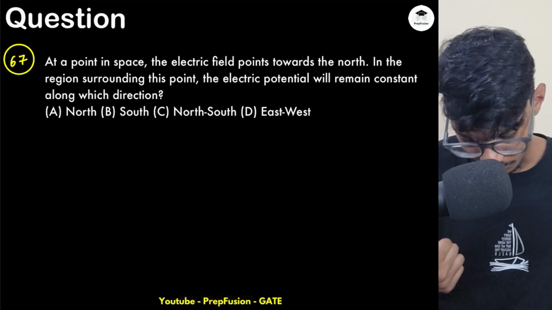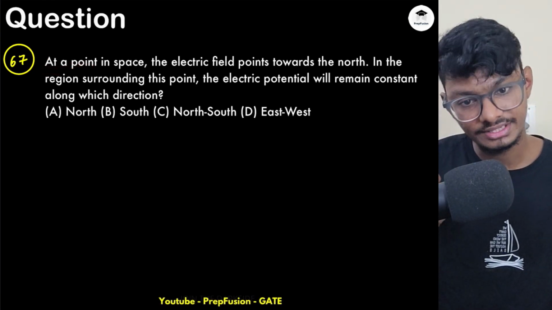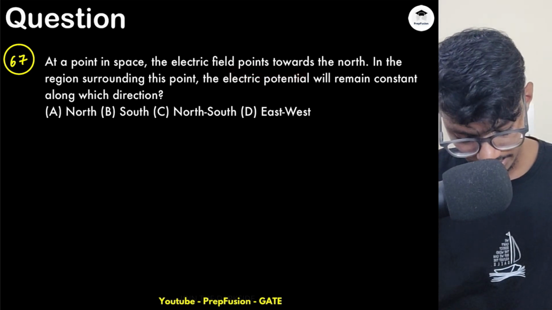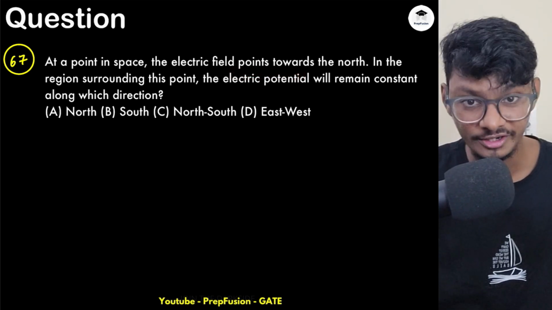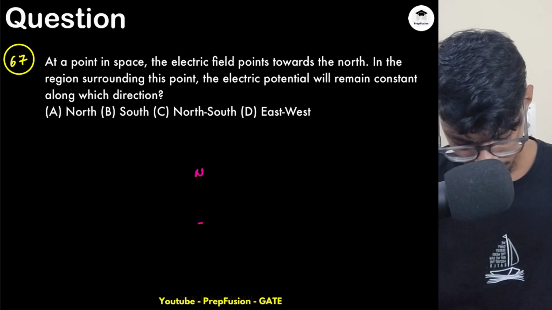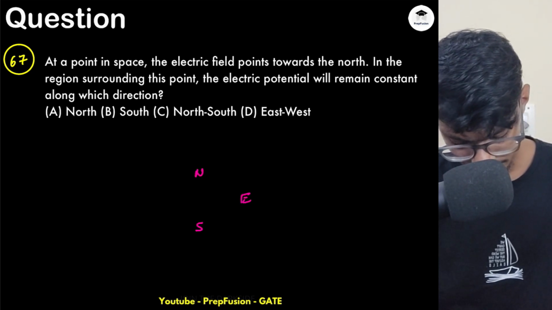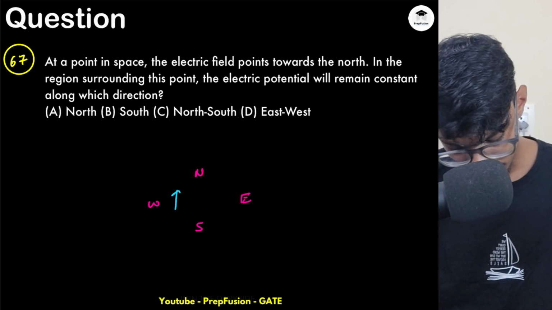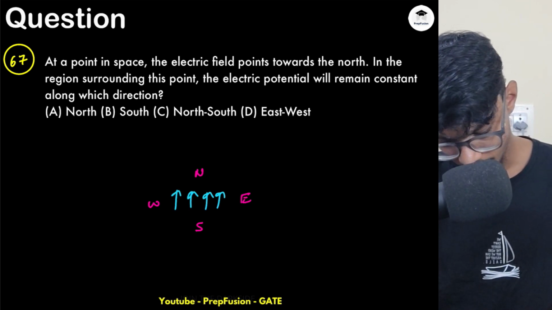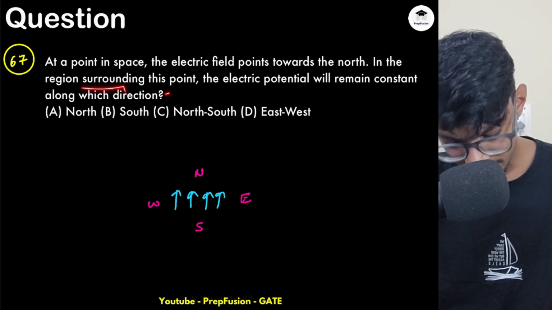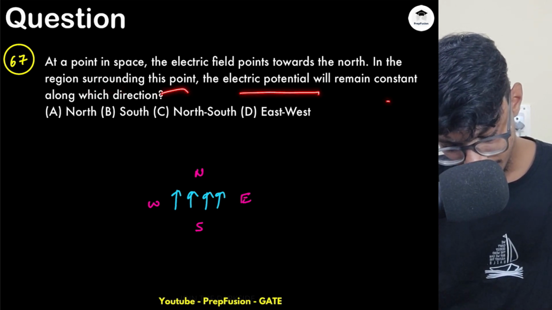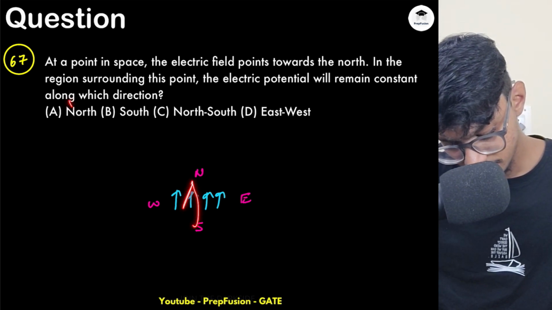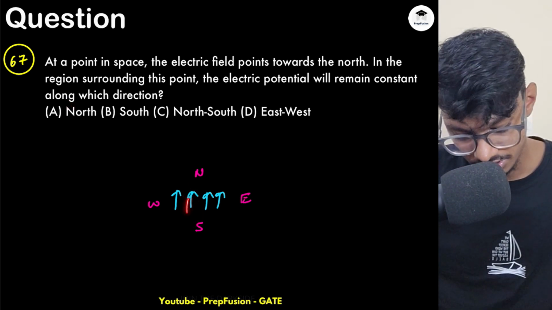So let's solve another question. At a point in space, the electric field points towards north. So north is at the top. Just have our geography in check: north, south, this is the east and this is the west, right? Electric field is pointing at the top. In the region surrounding this point, the electric potential will remain constant along which direction? Will it be constant along the north direction?